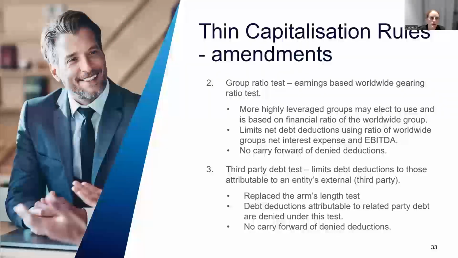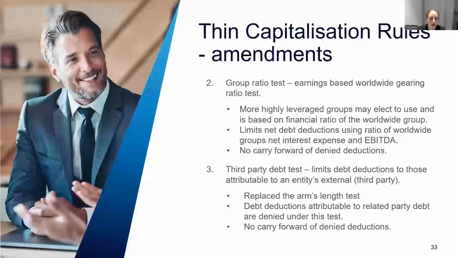So number 2 is the group ratio test, and it's an earnings-based worldwide gearing ratio test. So an entity might elect to use this test if it's a more highly leveraged group, and it's based on the financial ratio of the worldwide group, not just the single entity. It limits the net debt deductions using the ratio of the worldwide group's net interest expense and EBITDA, but under this one, you can't carry forward denied deductions.